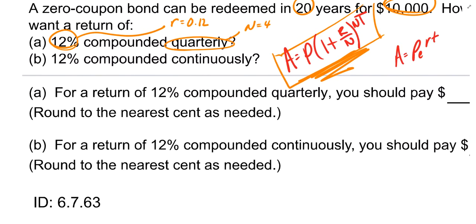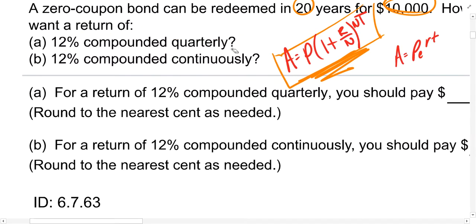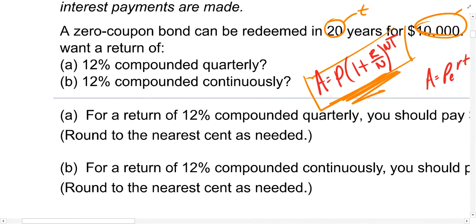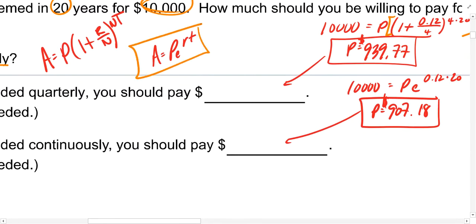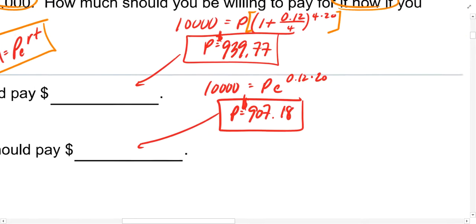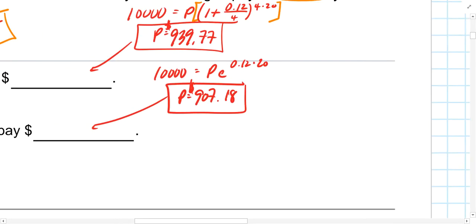In a similar question, we're given much the same information. We have the same t value and A value. We're solving for p, but now we want to know what if our interest was compounded continuously. So an infinite number of compounds, infinitely as often. Well, that would require a slightly different equation, but the end result isn't all that different. If we were to purchase these bonds and their interest rate was compounded quarterly, or calculated just 4 times per year, then we would be required to pay $939 for that bond.